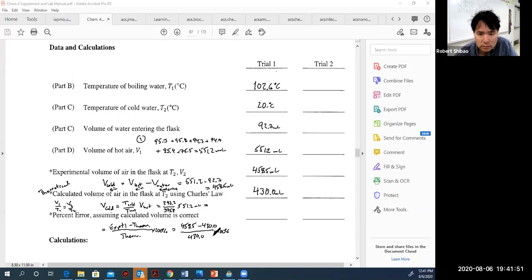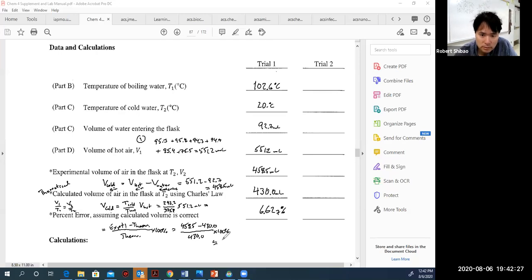All right, so we got that. Let's go ahead and do the calculation here. So it's going to be 458.5 minus 430, divided by 430, times 100. This is giving us a 6.6, let's see, how many sig figs are we allowed here? Three. So 6.627% or 6.63%.